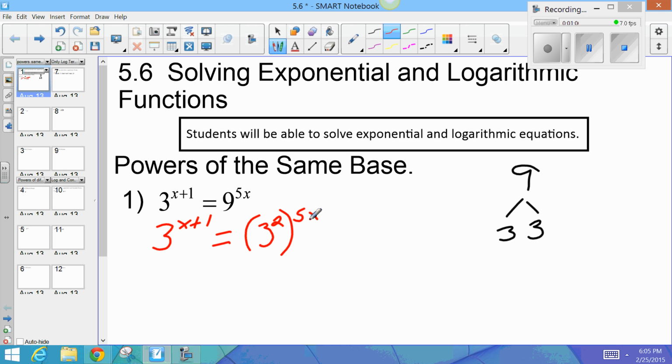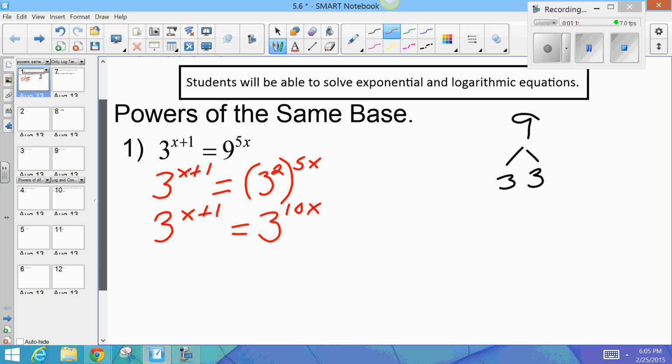And then on the right I'm going to use my exponent laws, and when I raise a power to a power, I multiply the exponents. So that becomes 3 to the power of 10x. So now my bases are the same. I can set the exponents equal to each other, and I just forget the bases. And that's going to let me solve for x. And then it's a simple linear equation.